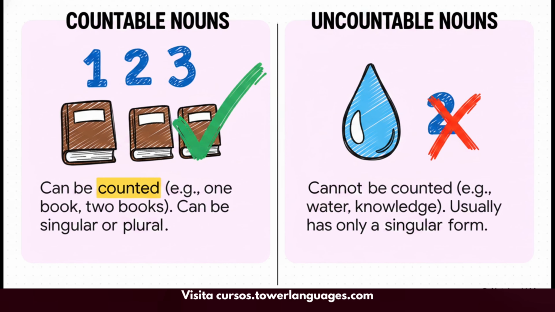Sooner or later, a student is going to ask you, "Teacher, why can I say 2 books, but I can't say 2 waters?" This is a huge teaching moment. Give them this simple test. Can you put a number right in front of the word? If the answer is yes, it's countable. If it sounds weird, it's probably uncountable.